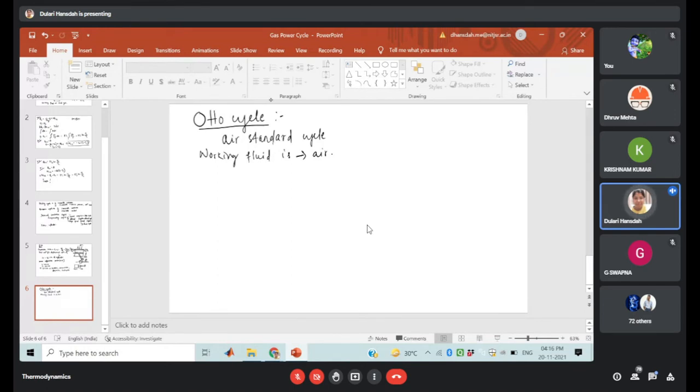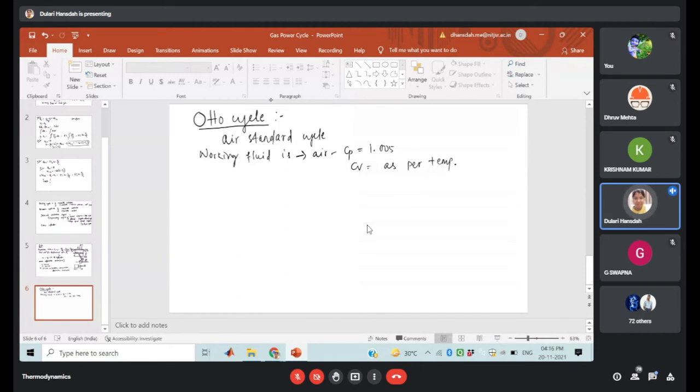That means the specific heat of air at constant pressure, we will take as 1.005. Whatever the specific heat at constant pressure and constant volume will be, we will take for air only. This specific heat at constant pressure and constant volume will never change with the temperature. It will remain constant.